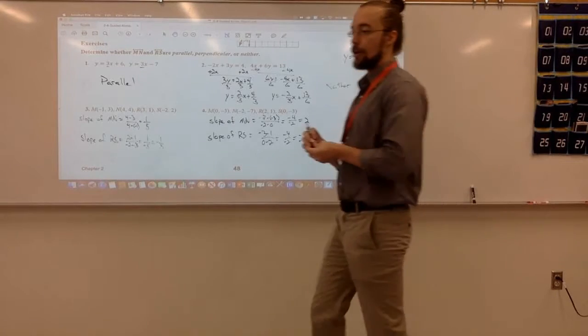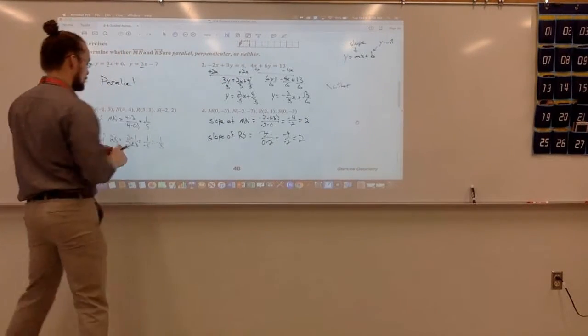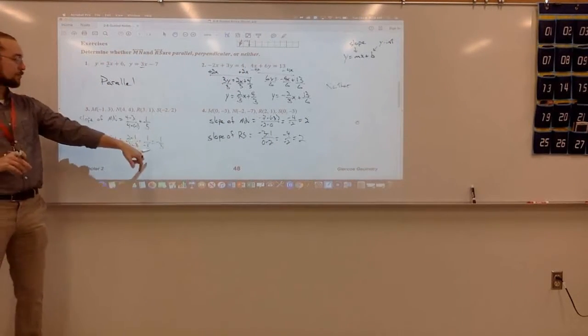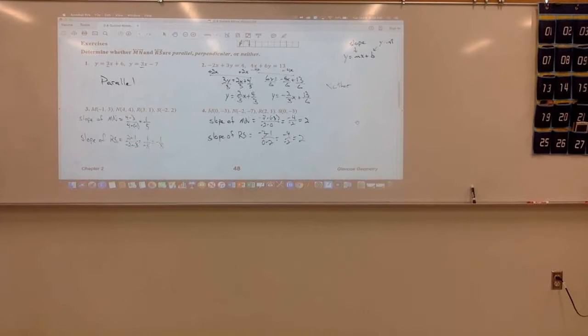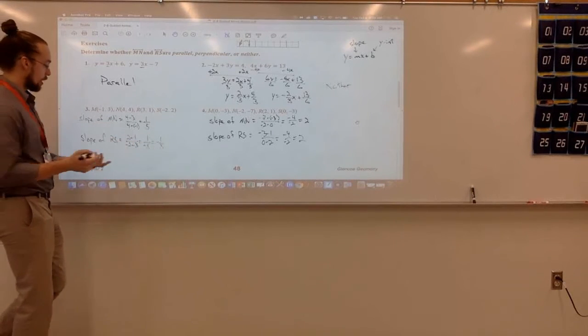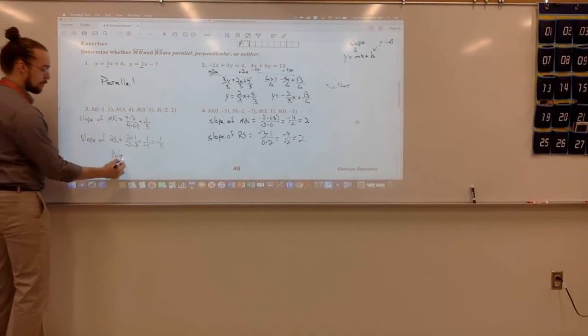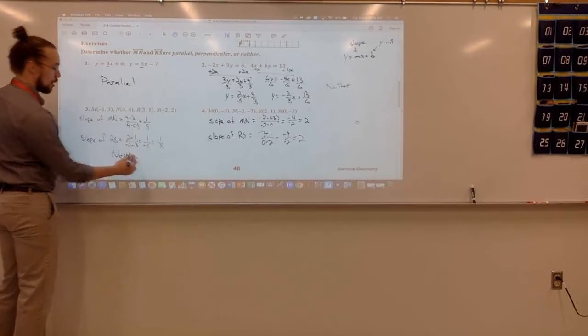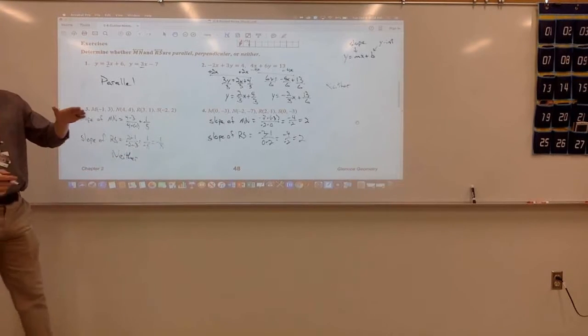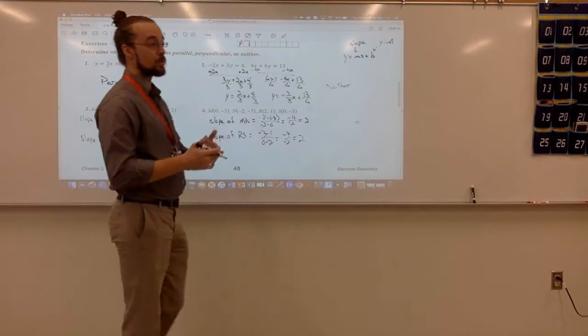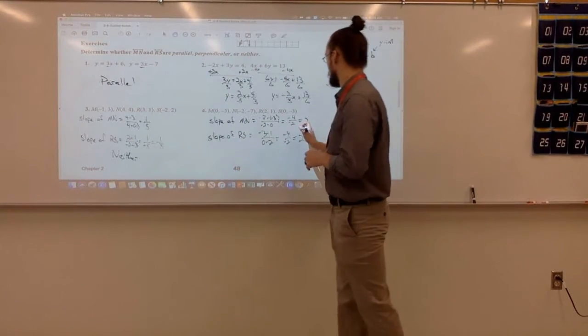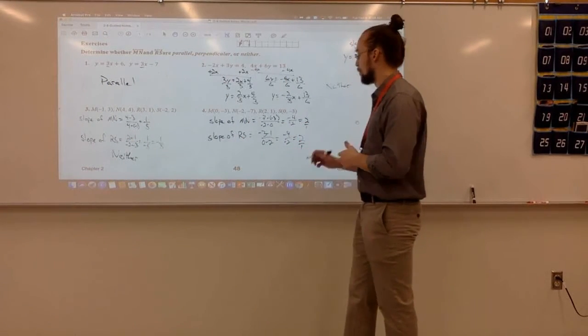So for number 3, I got slopes of positive 1/5 and negative 1/5. Is that what you guys get? So that would be neither, right? They're not the same, and they're not opposite reciprocals. For number 4, I got slopes of 2 and 2, right? Or if we want to write them as a rise over run, we could write it as 2 over 1 and 2 over 1.